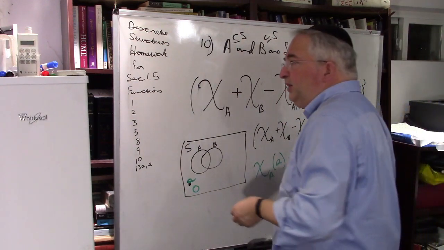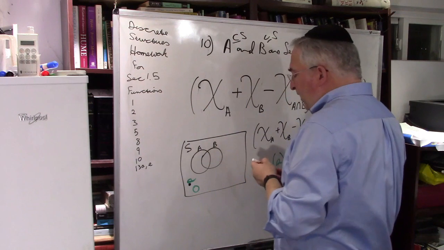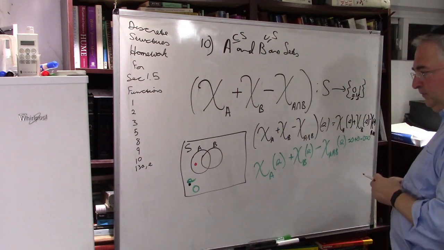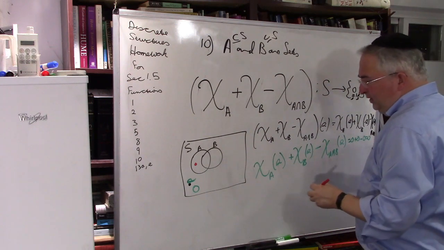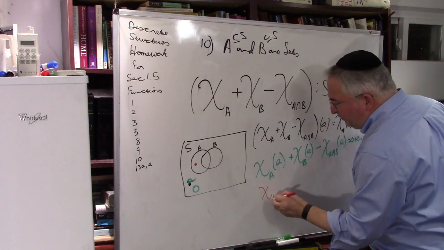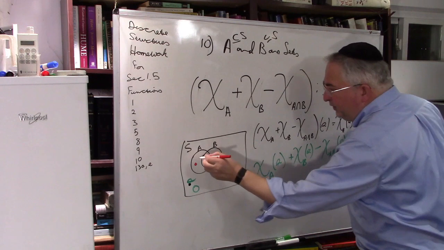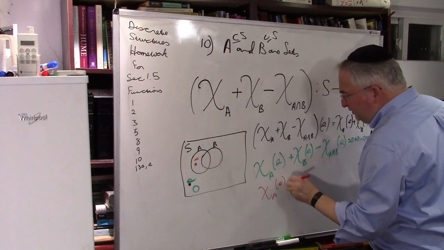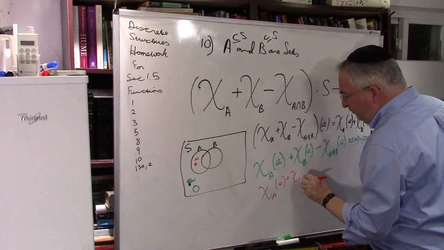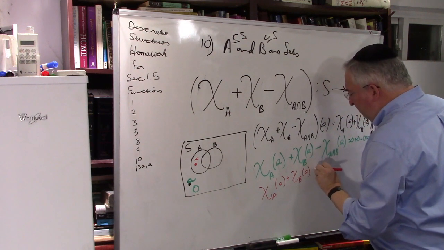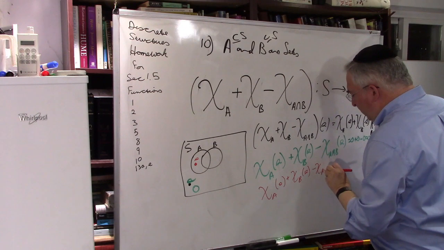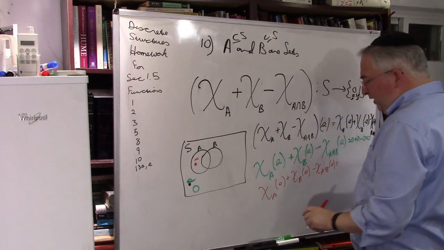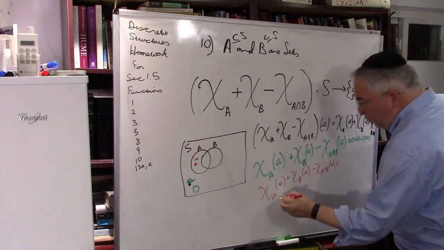Great. Let's do another color. Okay. How about this region? Okay. So let's do that. This is going to be the characteristic function of A. We'll call this, I don't know, let's call this s also. The characteristic function of A at s plus the characteristic function of B at little s minus the characteristic function of A intersect B at little s is equal to, let's see, it's in A, so that's going to equal 1.